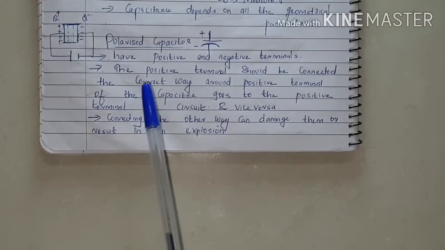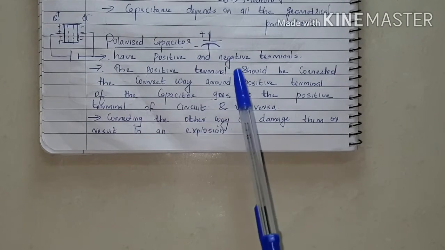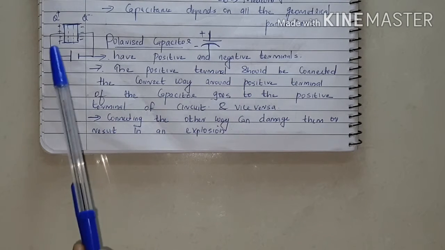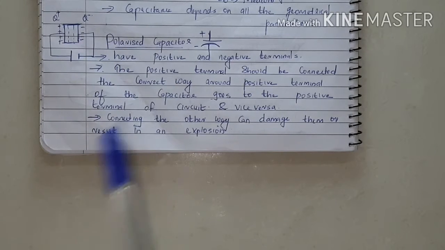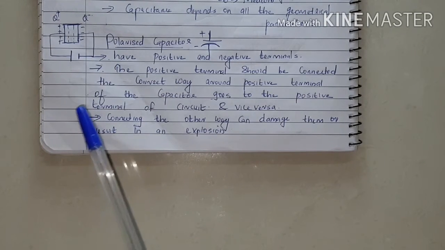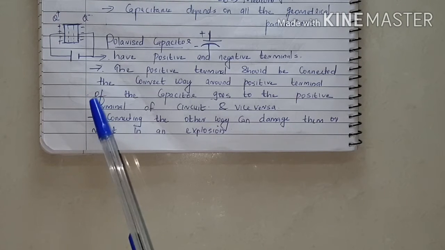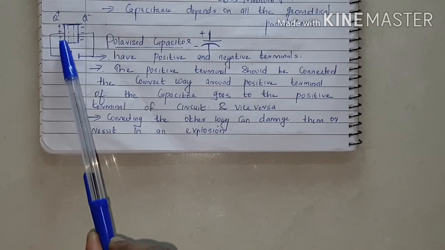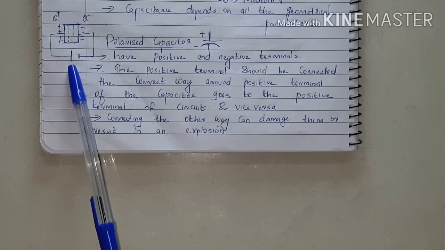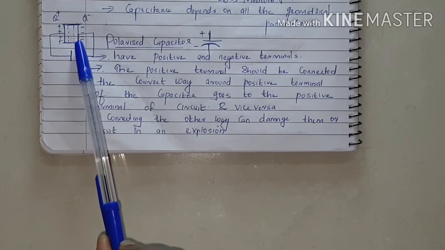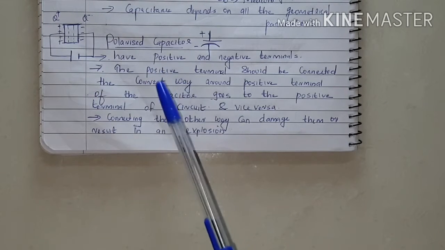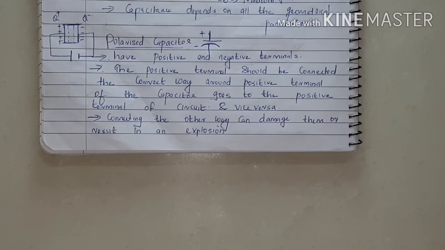What is a polarized capacitor? This is the symbol for a polarized capacitor. A polarized capacitor will have positive as well as negative terminals. And this positive terminal should be connected in the correct way. That is, the positive terminal of the capacitor goes to the positive terminal of the circuit and the negative terminal of the capacitor goes to the negative terminal of the circuit. Connecting the other way can damage them or result in an explosion.